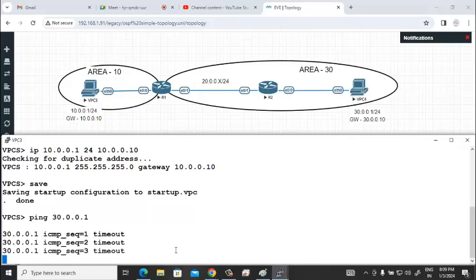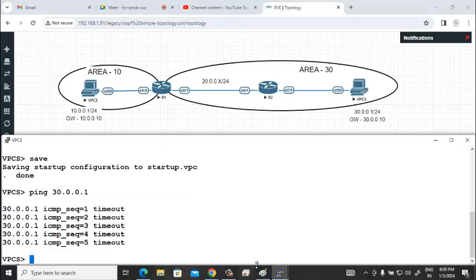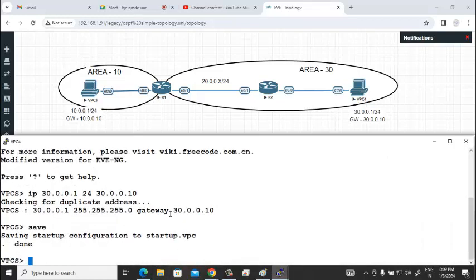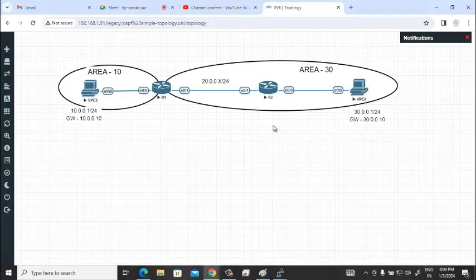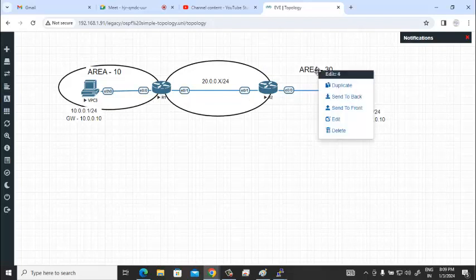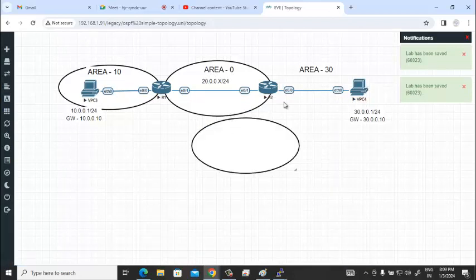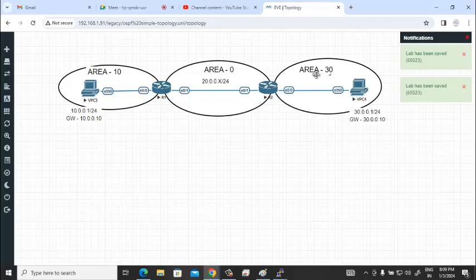So now what I'm going to do is change the VPC. I'm going to make this as area 0. And then this is going to be area 30. So what change I need to do is go to these two interfaces, only on router 1 and router 2, and put area 0. So let me go to router 1.